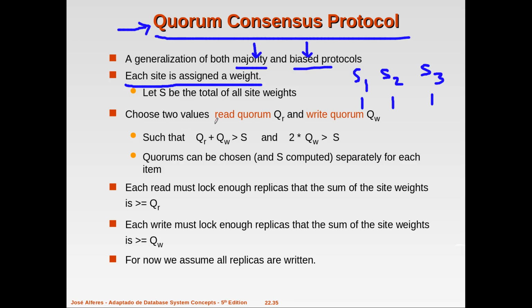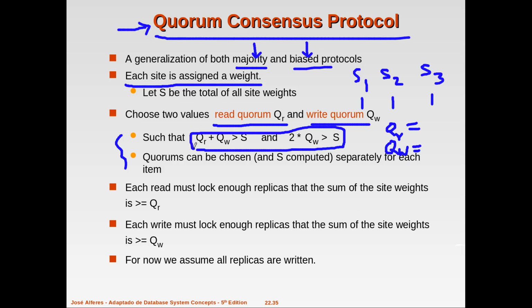Now we need to choose two values. One is the read quorum, which can be represented as QR, and a write quorum, which can be represented as QW. We need to find out two values, QR and QW, the read quorum and write quorum. So how do we choose these two values? Look at this condition. We need to find the values of read quorum and write quorum based on these two conditions. These two conditions must be satisfied for finding the values of QR and QW.